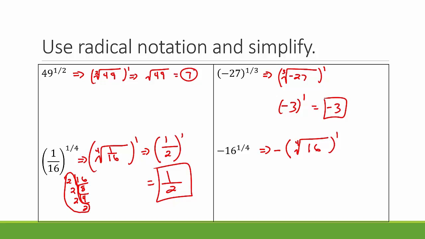Now the 4th root of 16, we just found that with the other problem. The 4th root of 16 is 2. 2 to the first power is 2. However, we have this negative outside of there, so my final answer would be -2.